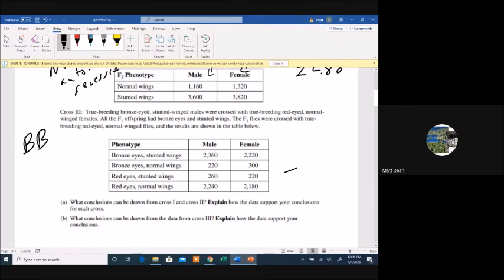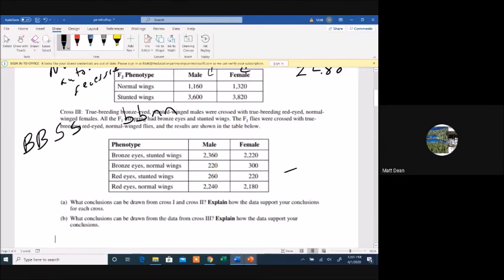This first parent is true breeding bronze. We also established that stunted wings were dominant. This male is true breeding for both of those. So that would be our first parent. Our second parent is true breeding red-eyed. So we assume that red eyes are recessive and normal wings recessive.